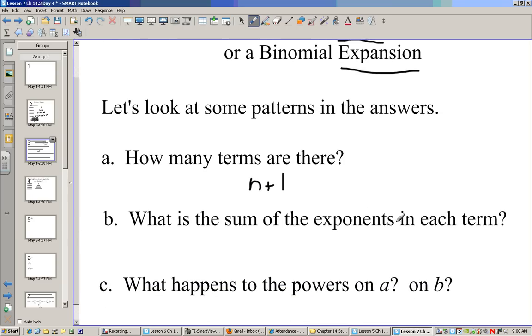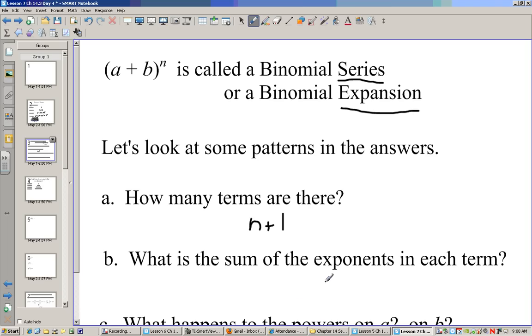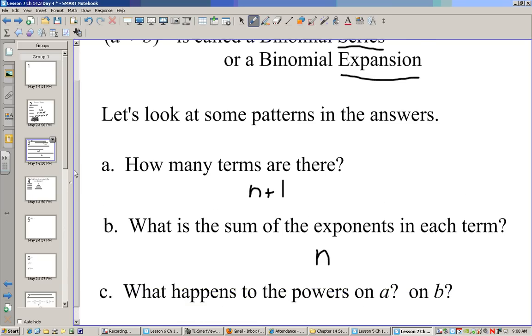What is the sum of the exponents in each term? If I add these two exponents, I get 3. If I add these two exponents, I get 3. I just have 3 and 3. This I have 2. 1 plus 1 gives us 2. So it looks like the sum of the exponents is just going to be that value of n.